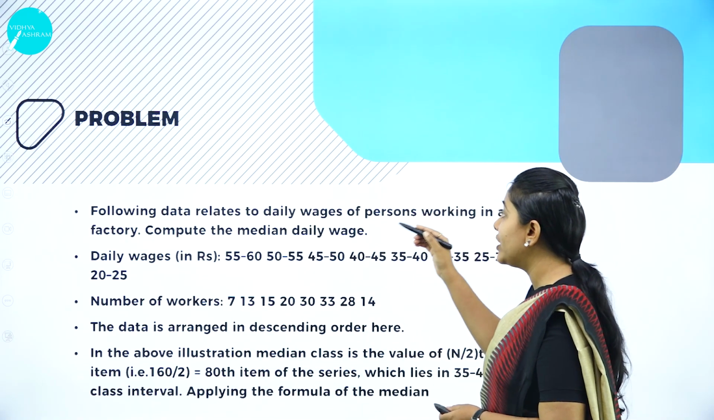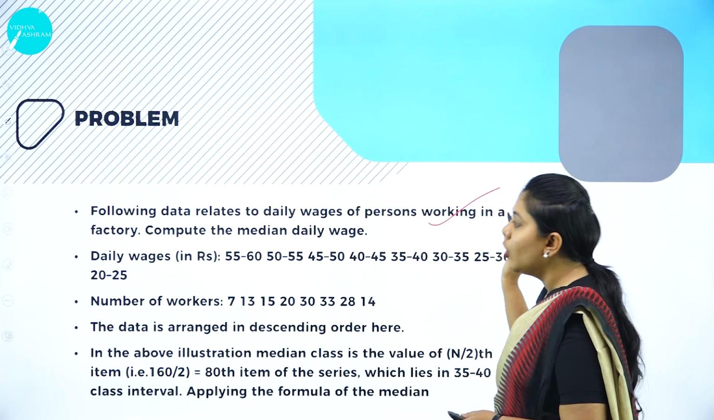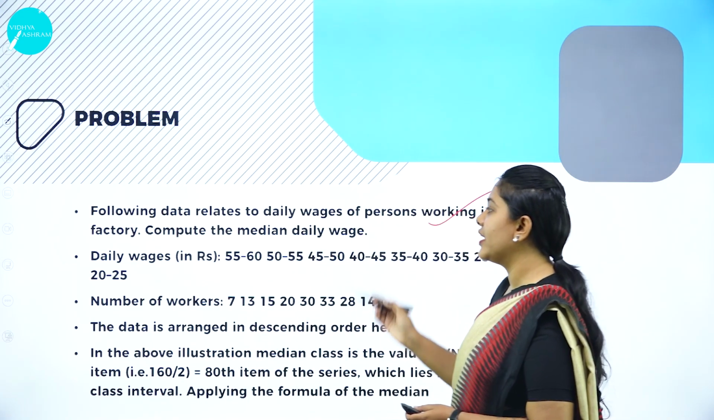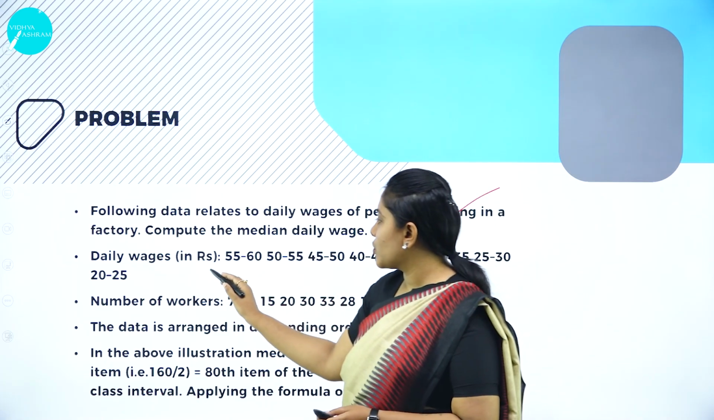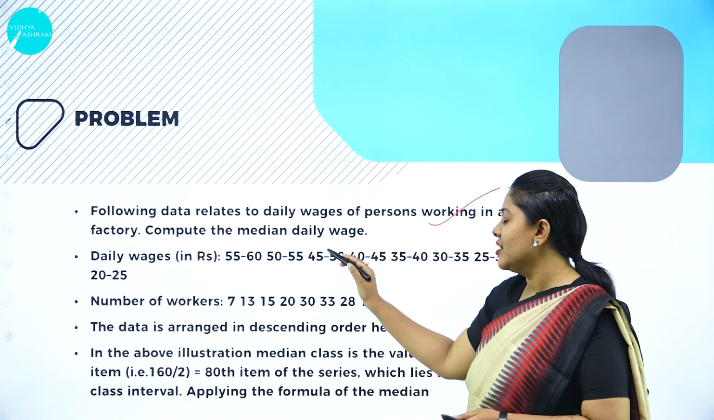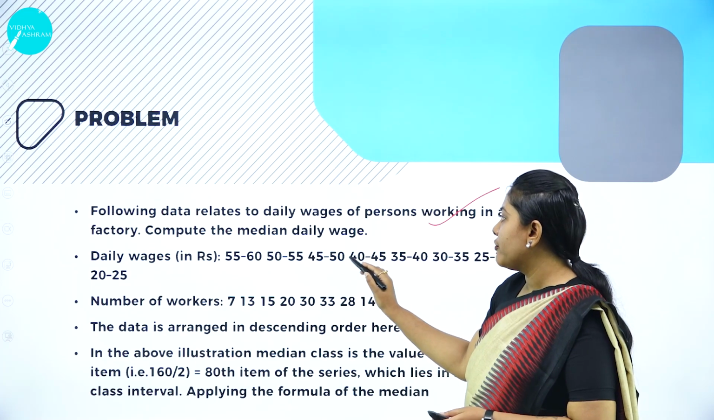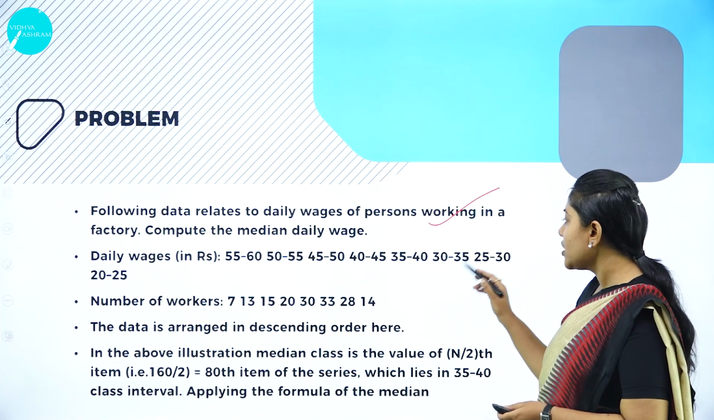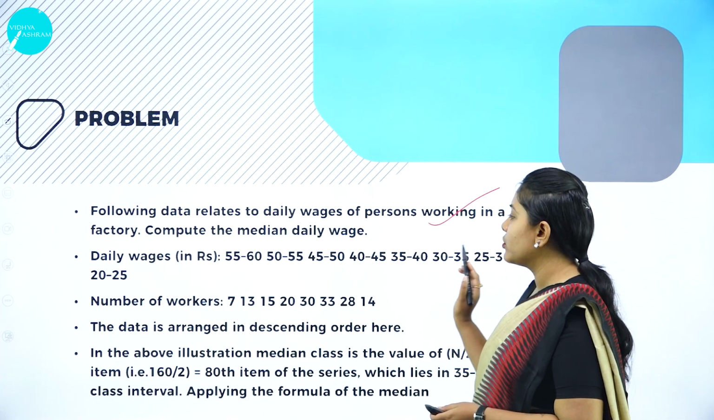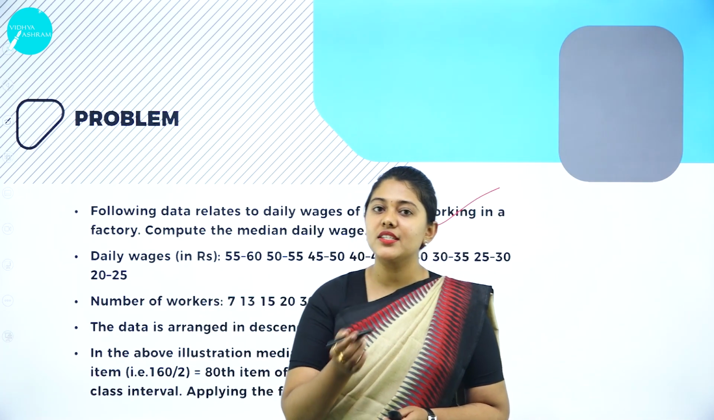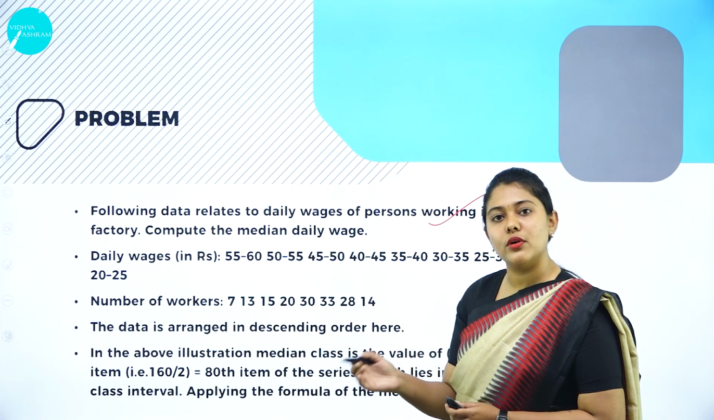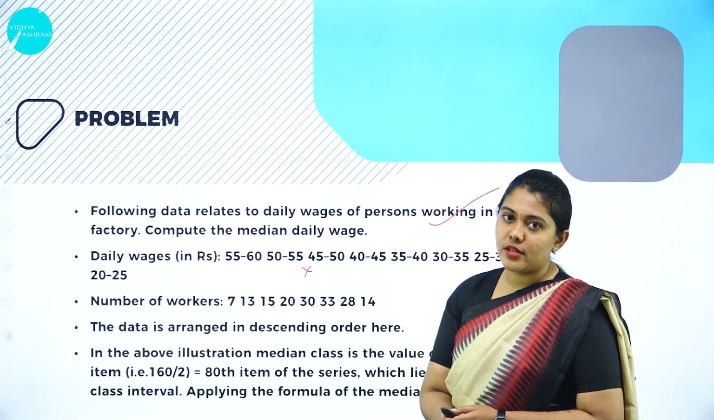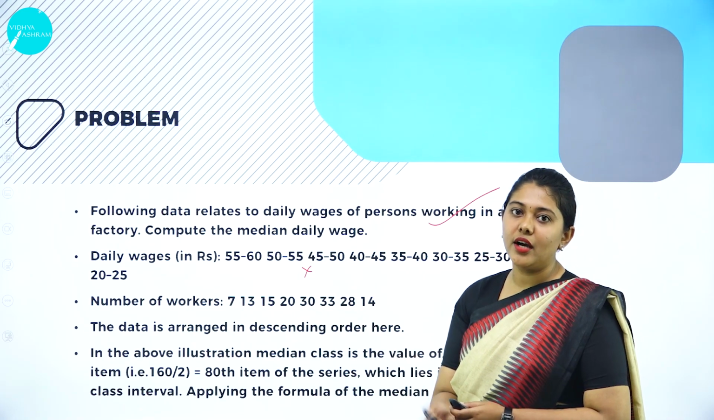The following data relates to daily wages of persons working in a factory. So, persons working in a factory, and what are their daily wages in rupees? 55 to 60, 50 to 55, 45 to 50, 40 to 45, 35 to 40, 30 to 35, 25 to 30, 20 to 25. See, are the numbers arranged in order of magnitude? No, it is not. So, it has to be put into ascending order and then we calculate the median.